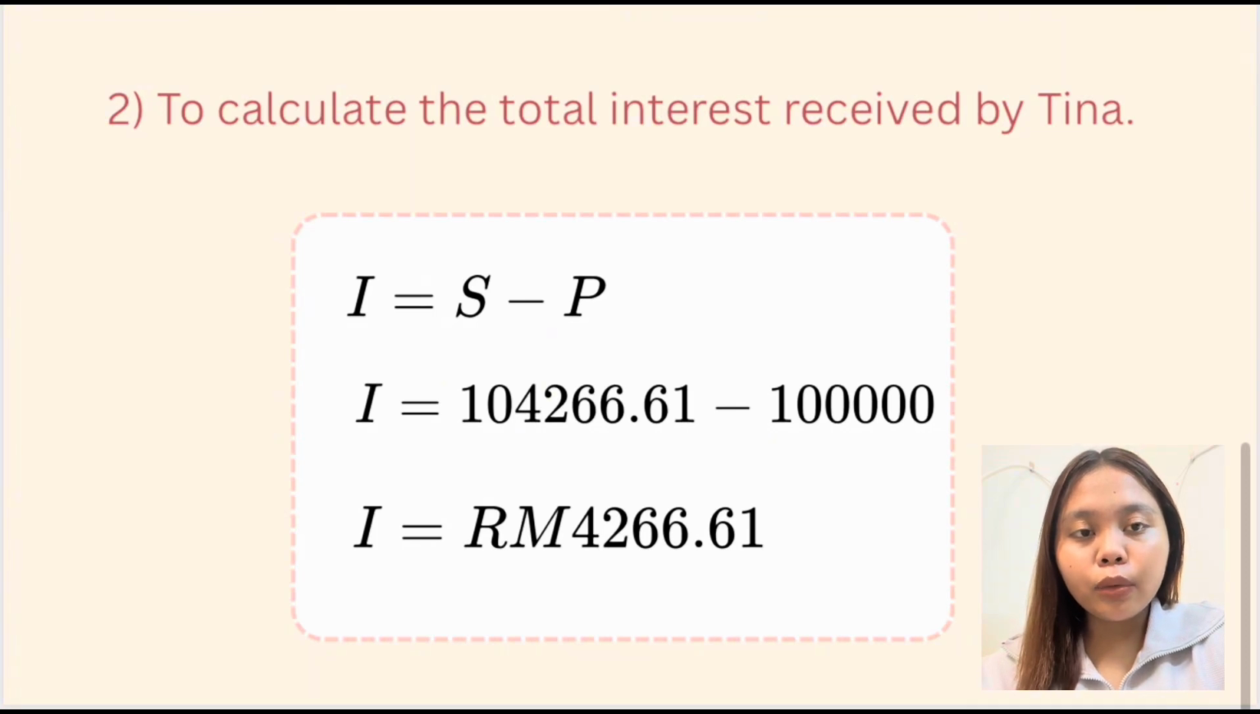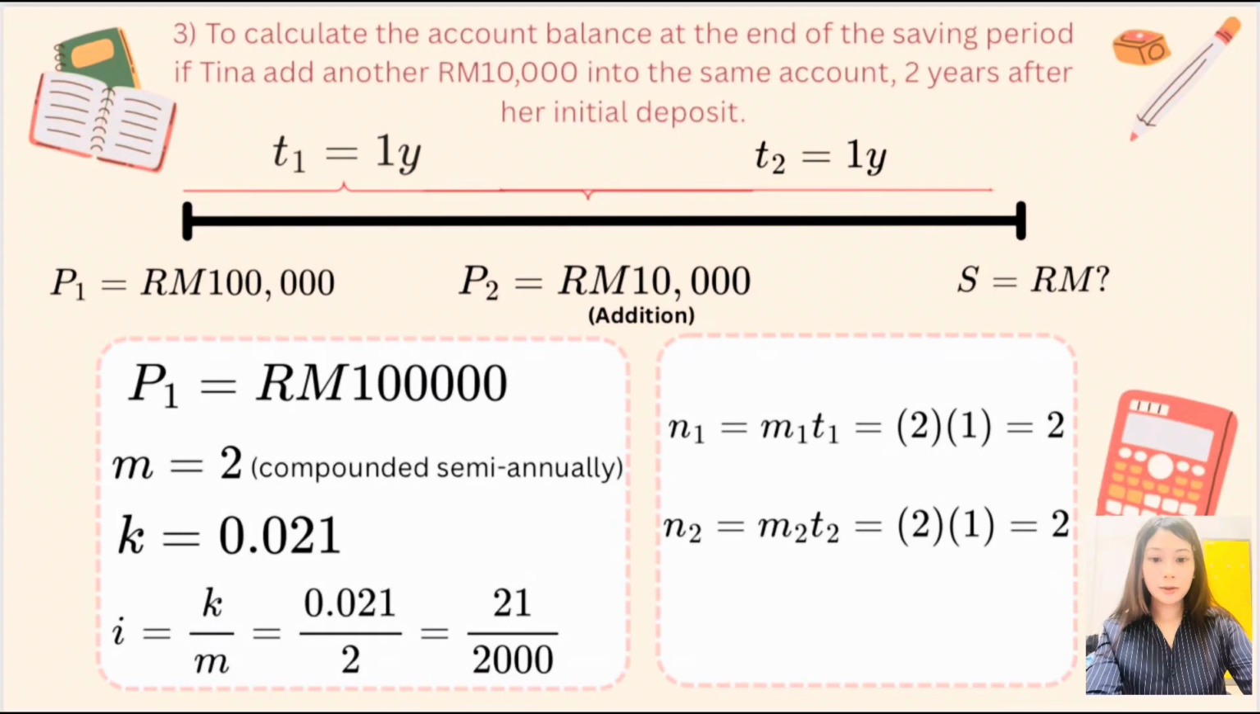Objective 2, to calculate the total interest received by Tina. To find the interest, we need to use the formula I equals S minus P. I equals 104,266.61 minus 100,000. I equals RM4,266.61. Objective 3, to calculate the account balance at the end of the saving period if Tina adds another 10,000 ringgit into the same account 2 years after her initial deposit.